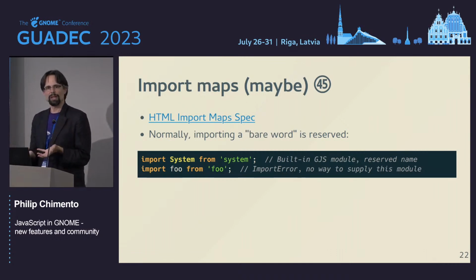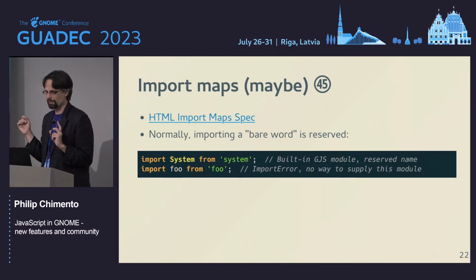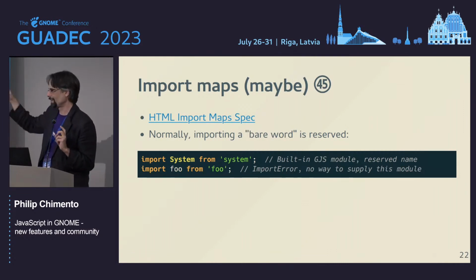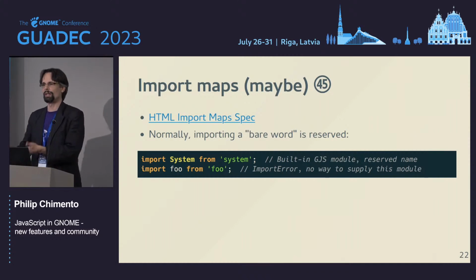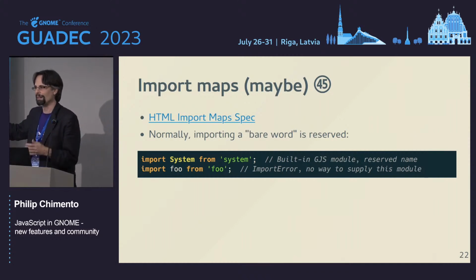So if you're importing something in JavaScript, you might know that you can't import what is called a bare word. So all imports either have to be a URL or a relative path, like starting, for example, with ./myfile.js.